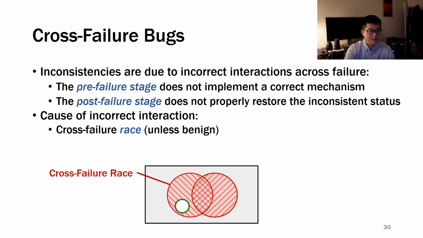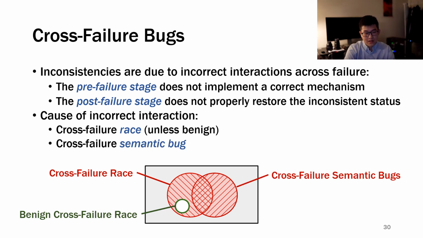We have the left red circle showing cross-failure race, and we eliminate the part that's a benign cross-failure race, which is the correct behavior. And on the other side, we have a cross-failure semantic bug, and both of them can overlap, because there could be something that's not guaranteed to be written back and also regarded as not a consistent copy by the program logic. So something can be both a cross-failure race and a cross-failure semantic bug.